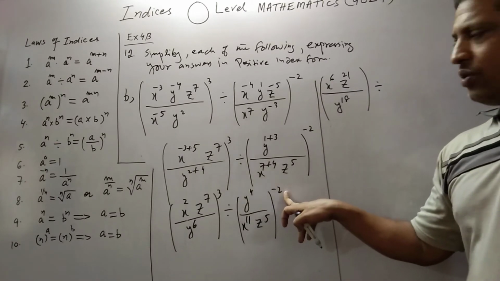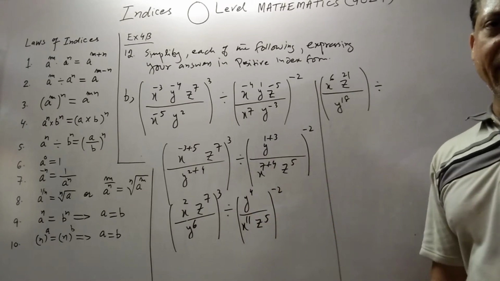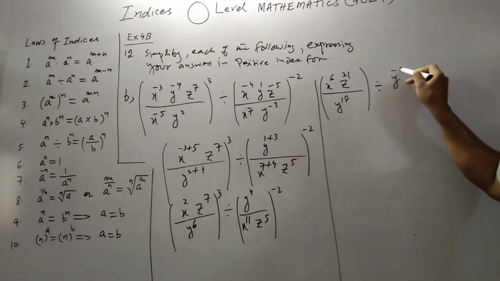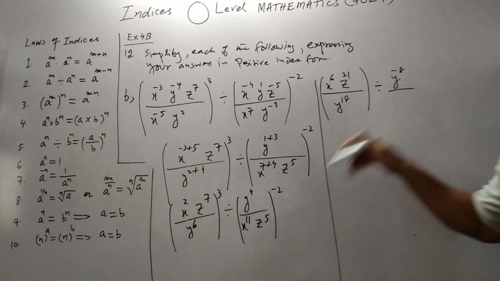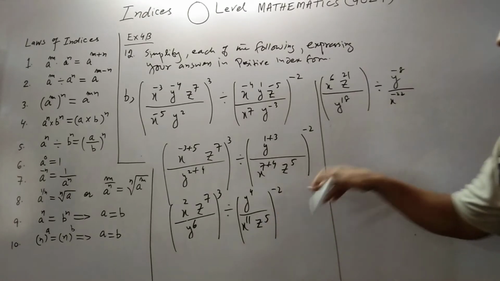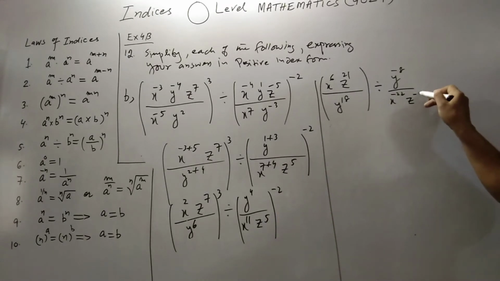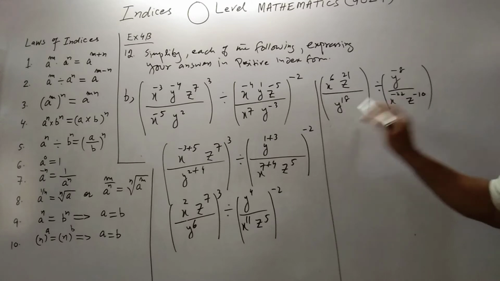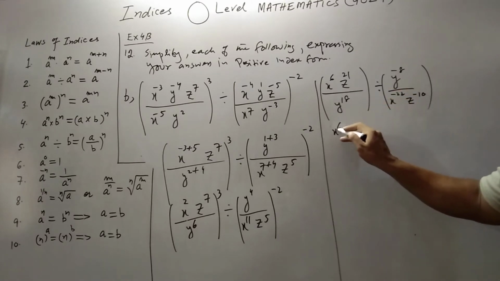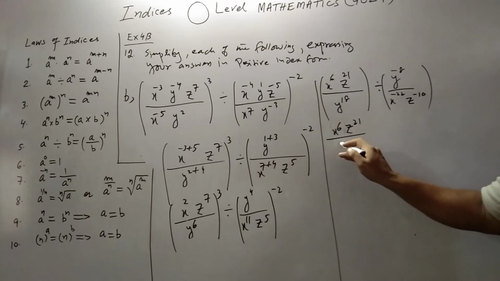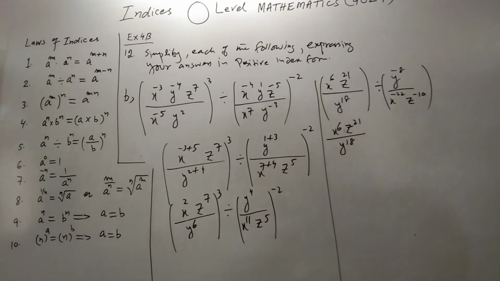Similarly, apply minus 2 on each and every term in the bracket directly. 4 into minus 2, minus 8. 11 into minus 2, minus 22. 5 into minus 2, minus 10. Now, this is x6 and this is z21 upon y18.